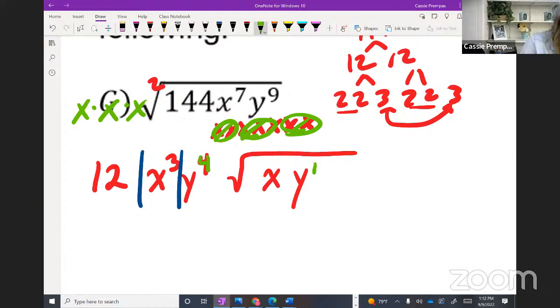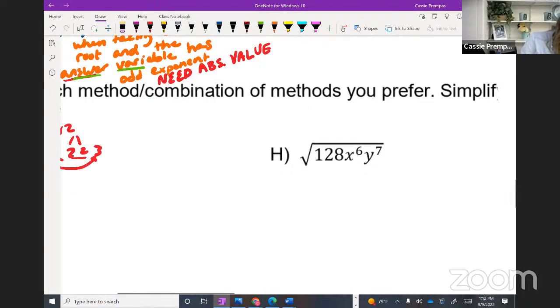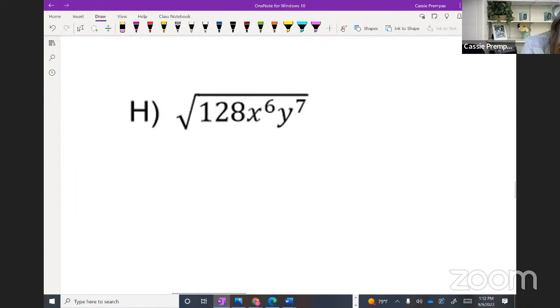You just said it doesn't make any sense, but you explained it to me. You did it. You got it. It's going to take practice. All right, guys. Let's do letter H together, and then we'll talk about cubed roots, which I actually think you'll probably prefer.